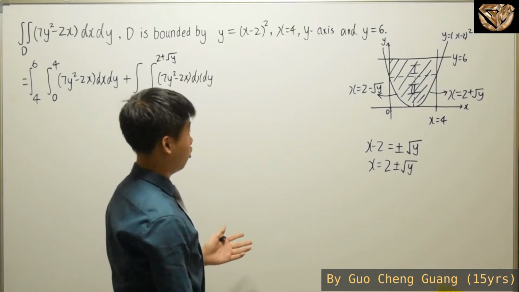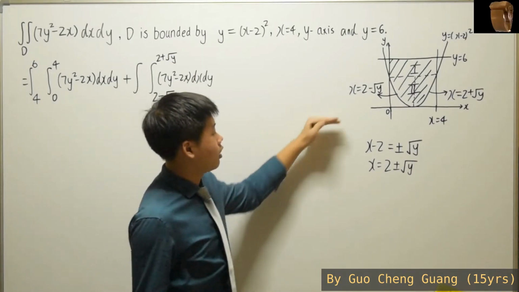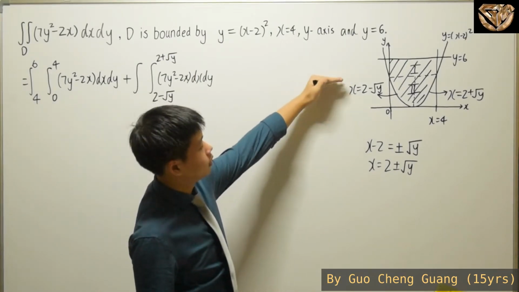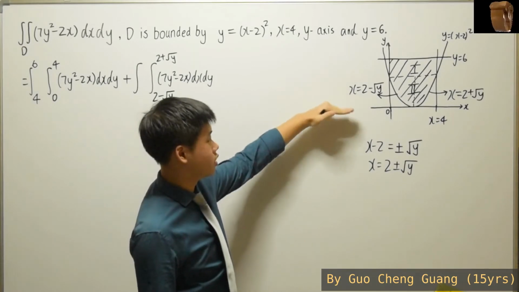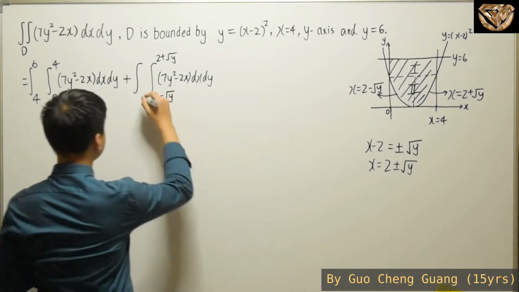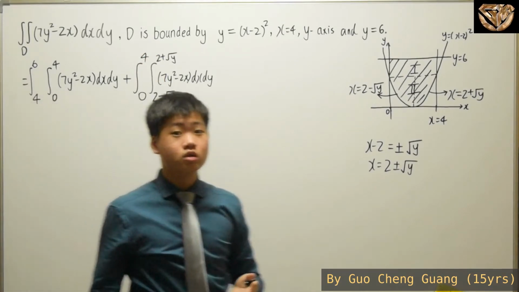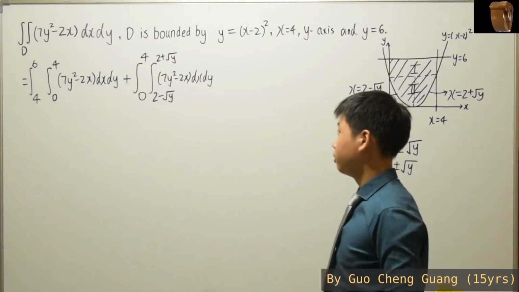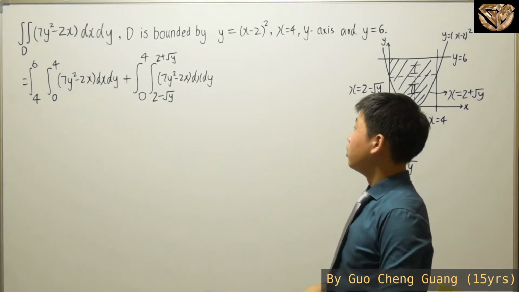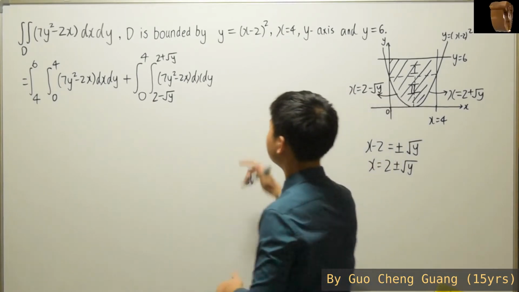And what is your value for y? Well, y will be from 0 to what we just found out previously, so it is 0 to 4. Right, so these will be what we are trying to find. So let's integrate them first.